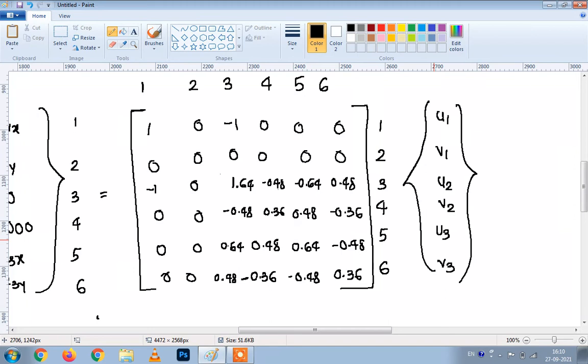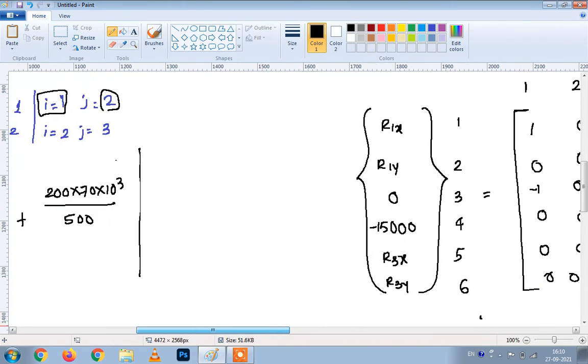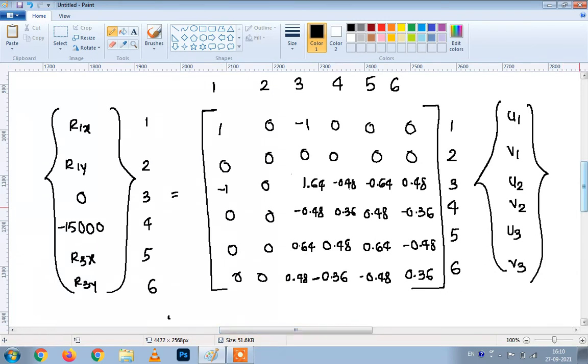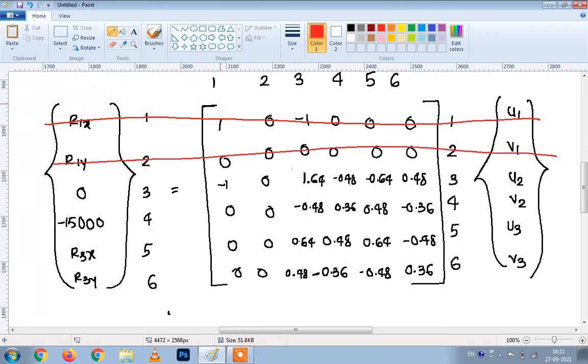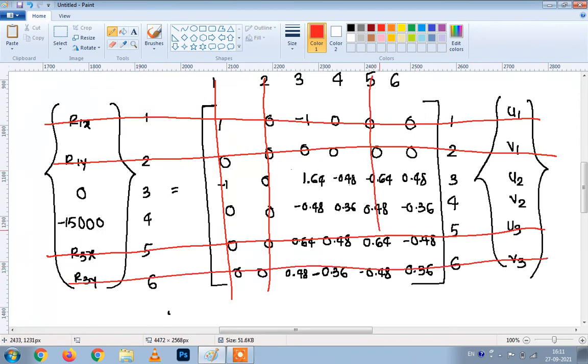If you observe here, node point number 1 is fixed, and node point number 3 is fixed. So we have to use the elimination approach. As node point number 1 is fixed, the degrees of freedom associated with it are 1 and 2. So we simply cancel the first row and second row, and the first column as well as the second column. As node point number 3 is fixed, we cancel the 5th row, 6th row, 5th column as well as 6th column. So now the 6 by 6 matrix is converted into 2 by 2.